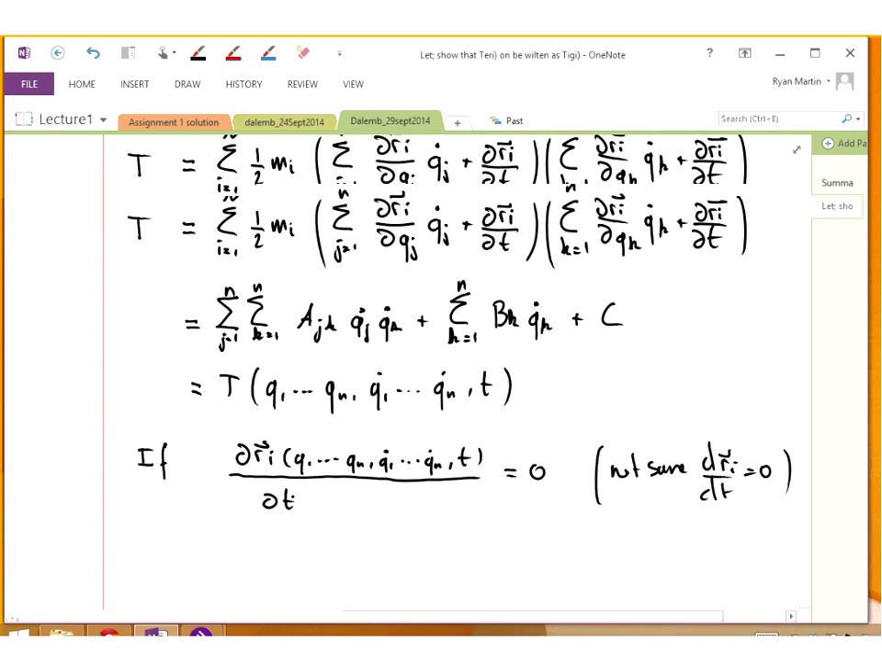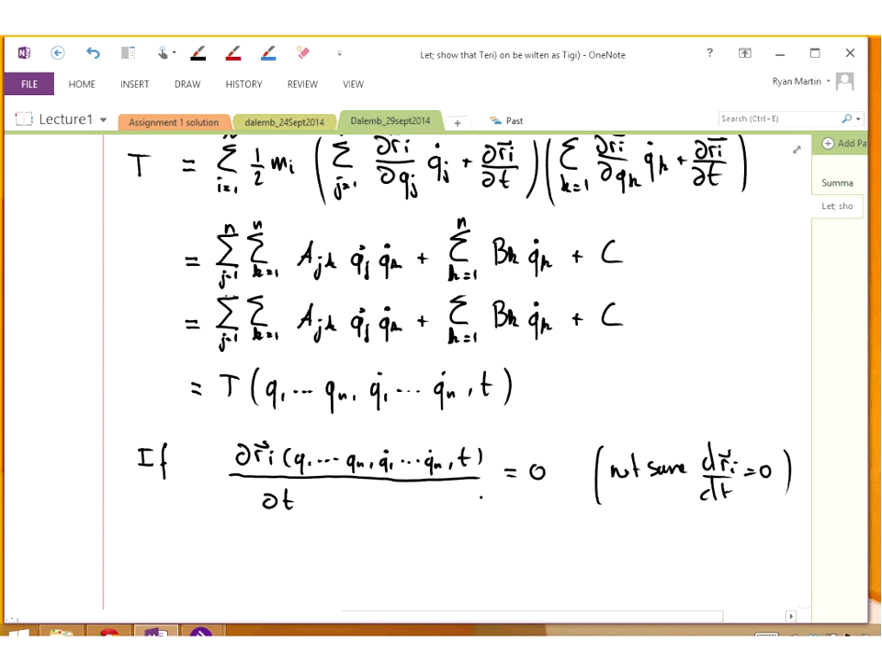And this is what's true in most cases. That T will have the form of a sum from j equals 1 to n, k equals 1 to n, of ajk times qj dot qk dot.